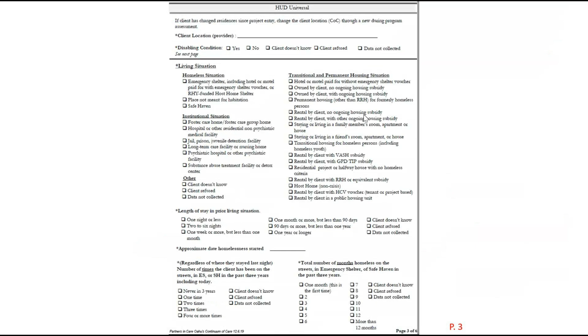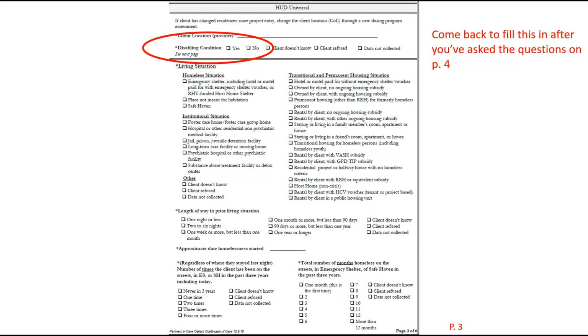Okay, page 3 is a super important, super fun page. There's a couple of important concepts. First of all, this particular form, when you're doing intake forms like this, is not a script. You are able to ask the questions out of order. You're able to put it into your own words. You're able to let the conversation flow.